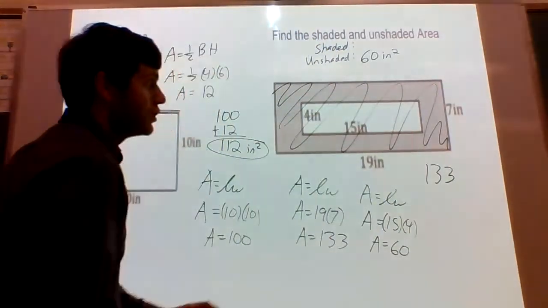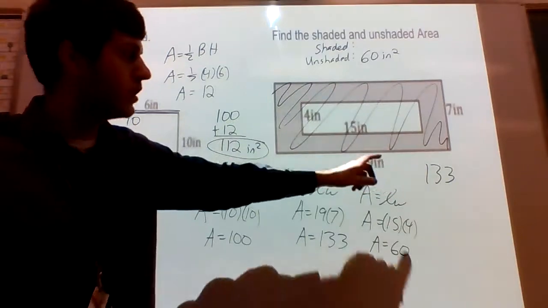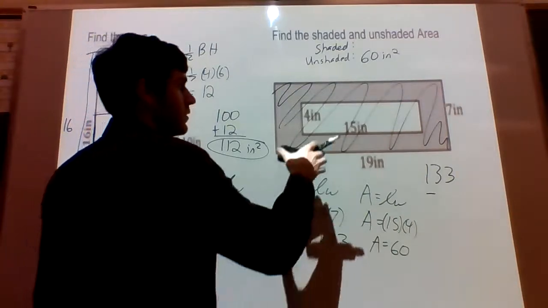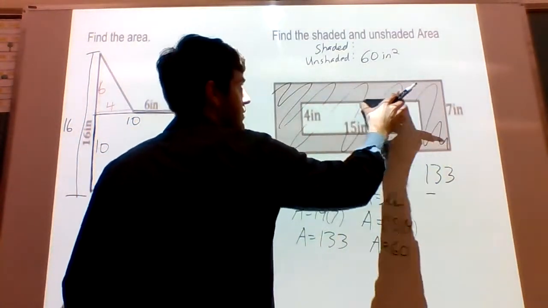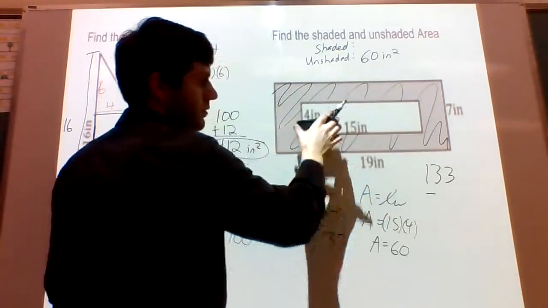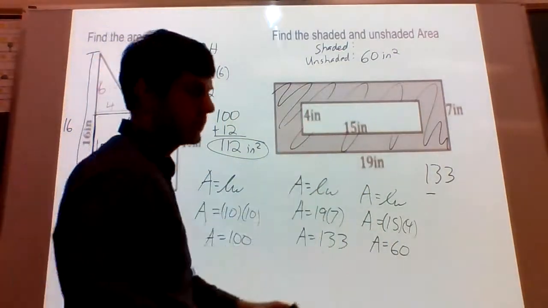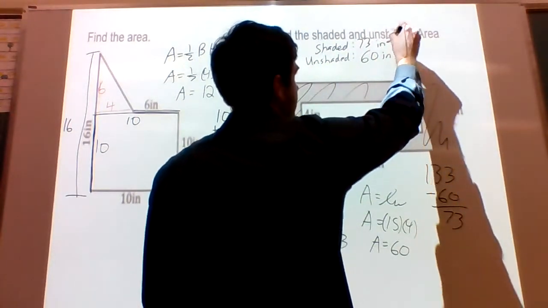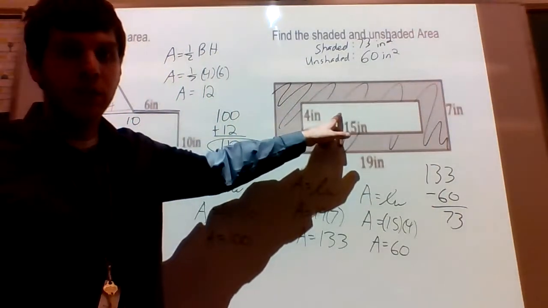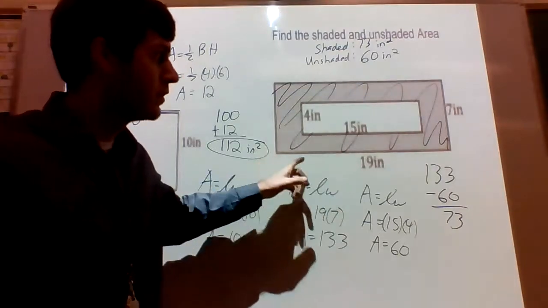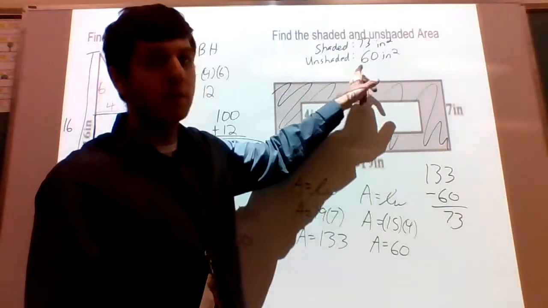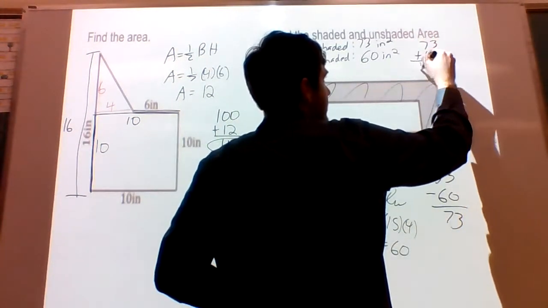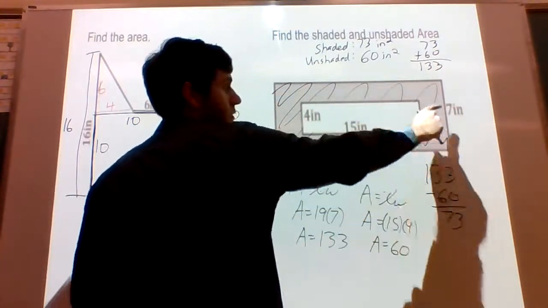If we want to find the shaded region, we have to take the whole thing, which is 133, and subtract what is not shaded. So we get 133 minus 60. We took away 60, and we get 73 inches squared. If we add together the unshaded with the shaded, we should get the area of the whole rectangle, which is 133. So 73 plus 60 should give us 133, which is the area of the whole thing.